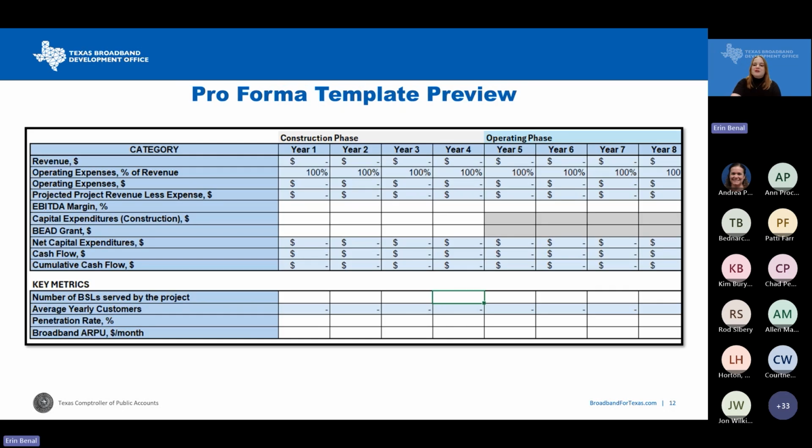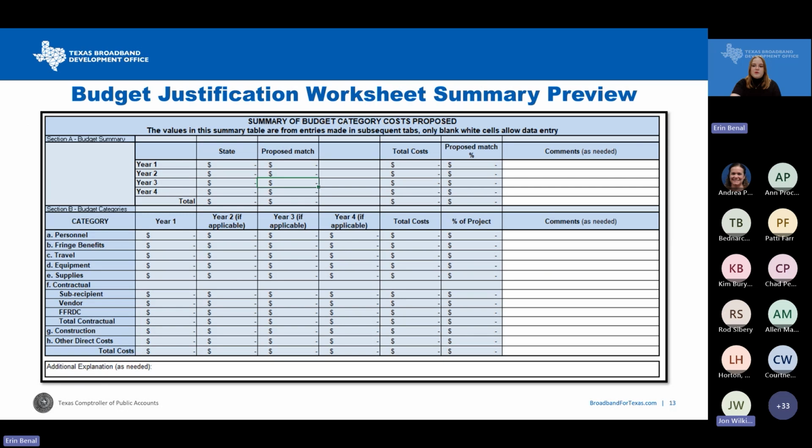For example, here is a preview of the pro forma template. Applicants will be asked to fill out information for each category throughout the useful life of the network, including key metrics for each year. So we'll just take a second for you all to look.